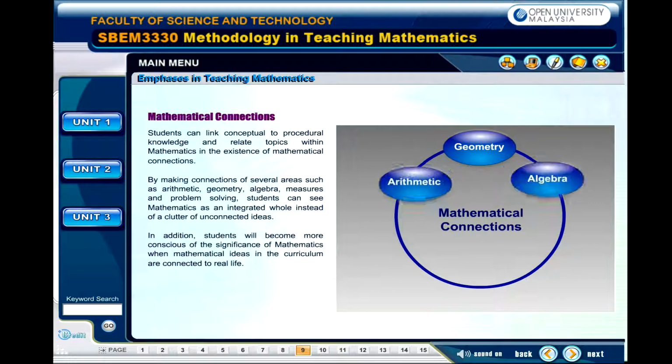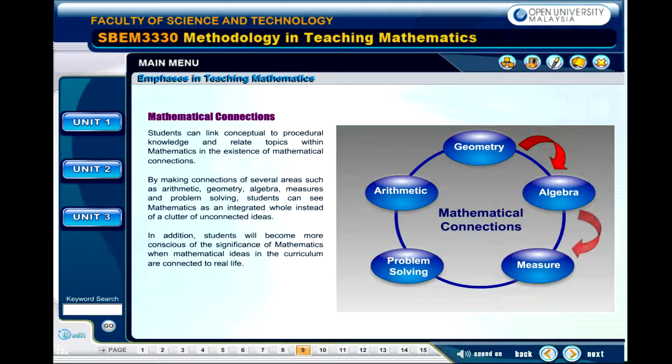Students can link conceptual to procedural knowledge and relate topics within mathematics in the existence of mathematical connections. By making connections of several areas such as arithmetic, geometry, algebra, measures, and problem solving, students can see mathematics as an integrated whole instead of a clutter of unconnected ideas. In addition, students will become more conscious of the significance of mathematics when mathematical ideas in a curriculum are connected to real life.